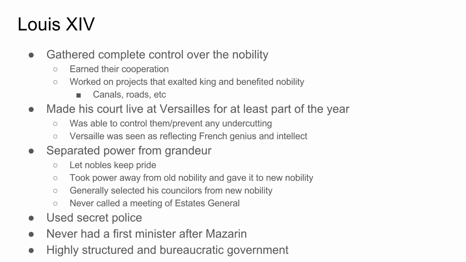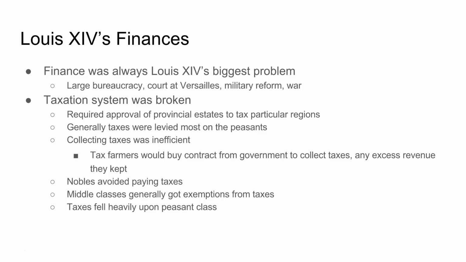And one of the other ways he does that is he never calls a meeting of the Estates General, which is a collection of all the noblemen, representatives from the church and from the third estate, the lower classes. He never does that, so he never gives them an opportunity to cry out against him. Louis XIV also uses a secret police. After Mazarin, he never has another first minister, and he creates a government that's highly structured and bureaucratic. So it's kind of everything flows from him, but everything also reports back directly to him. So that's how he takes control of the nobility.